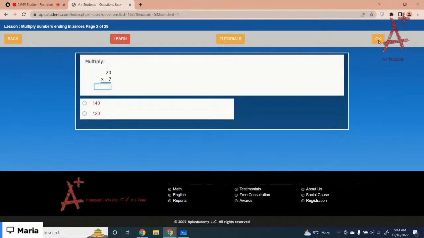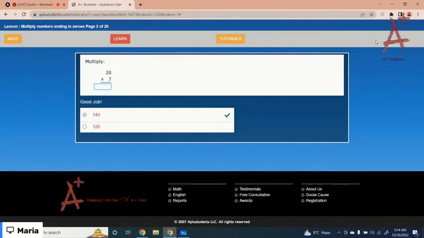Okay, which is the correct option? You have to do 20 times 7. Just multiply the non-zero values. 7 times 2 is 14. Very good. And add a 0, so it makes 140. Got it? Select the correct option, then click on the OK button.